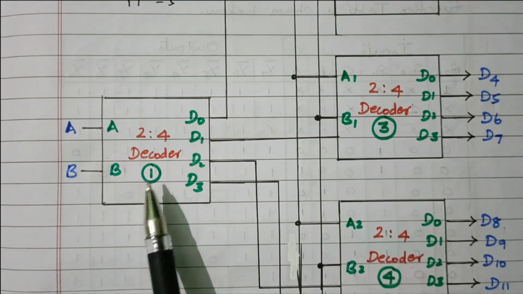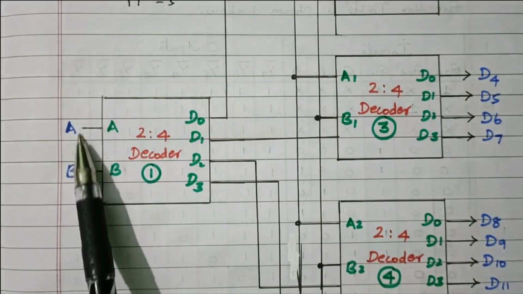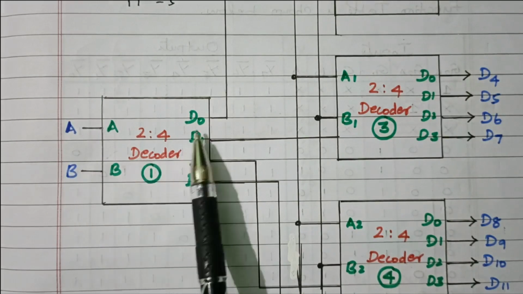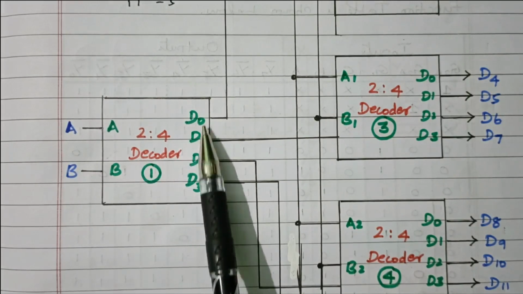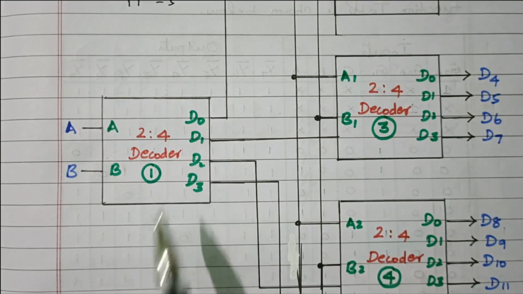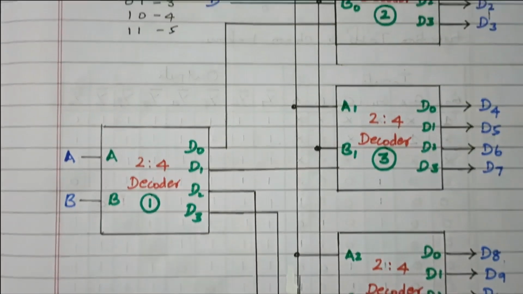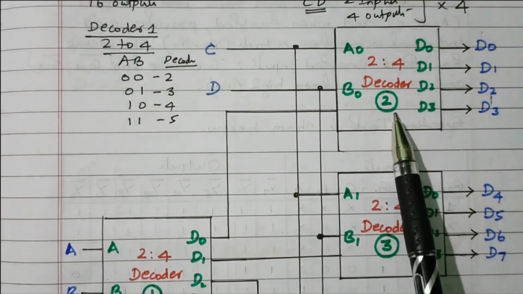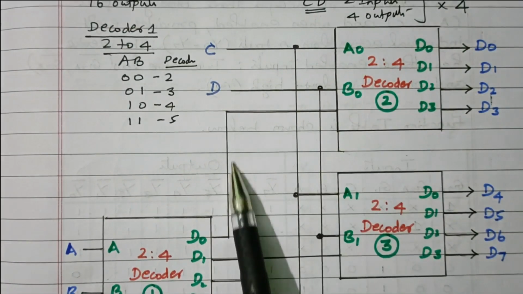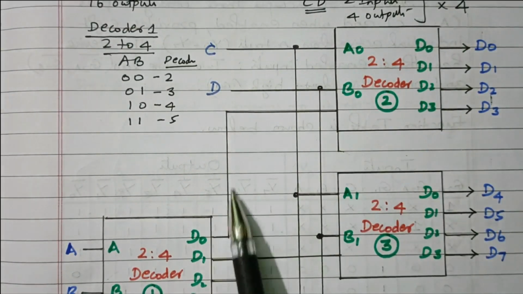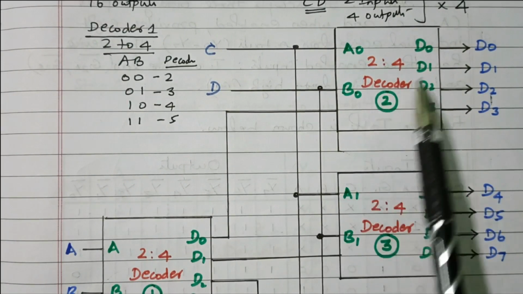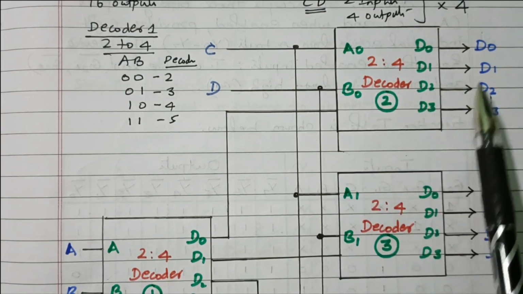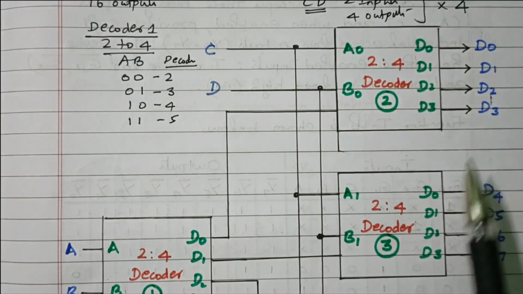So this is the first decoder. We are giving A and B as input. So we are getting 4 different outputs, D0, D1, D2, D3. This D0 is connected to the second decoder. When the D0 output is high, the second decoder will be enabled. So that will get 4 different outputs, that is from D0 to D3.